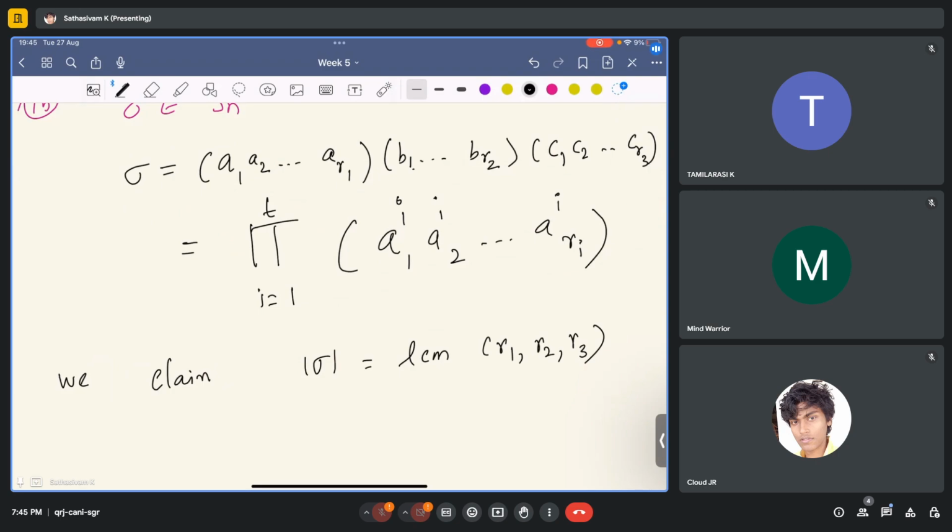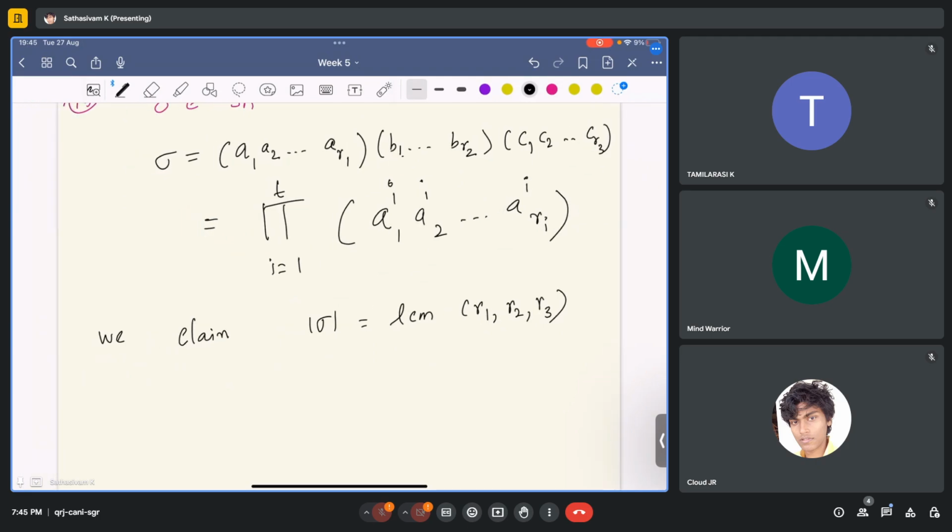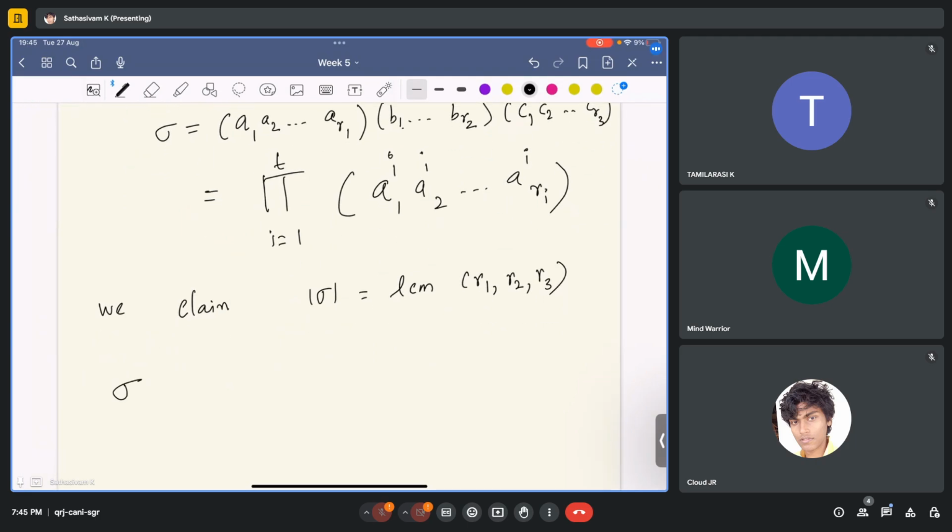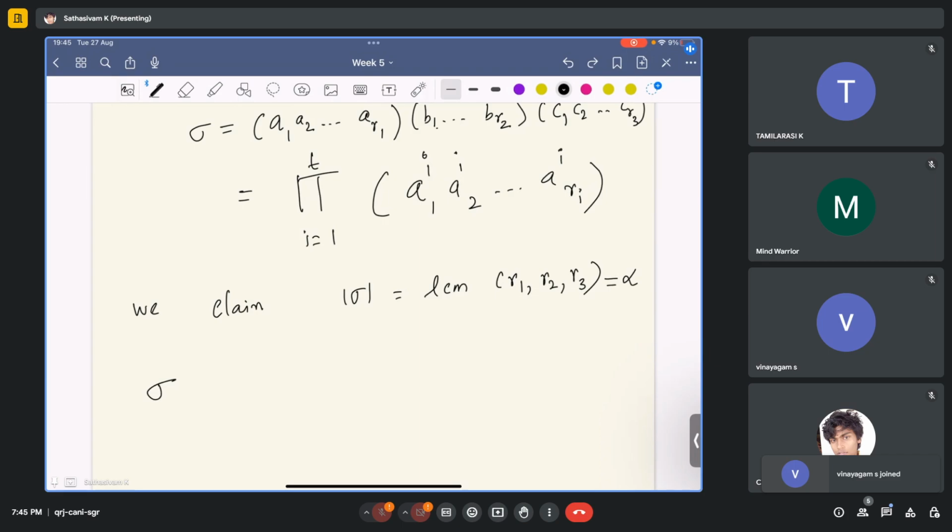So let's prove it. So what we want to prove, we want to prove. Let me call this as alpha. Okay. So what we want to prove is the order of alpha. Maybe let's not introduce new notation. Let's just use the same notation here.